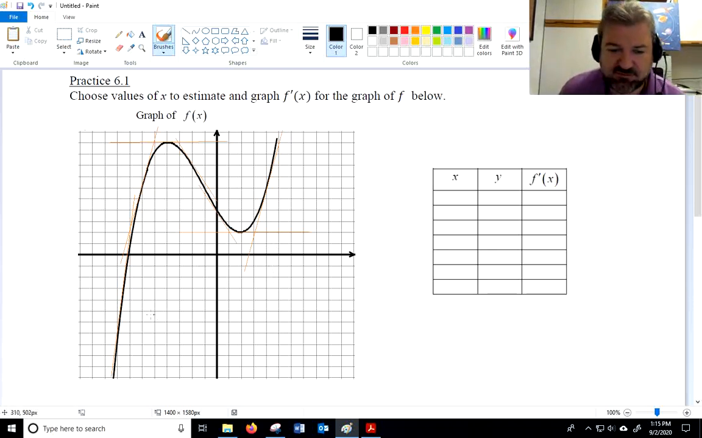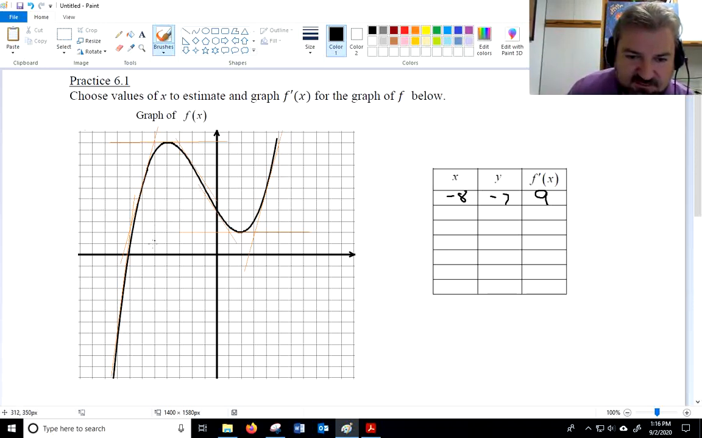So I am choosing some x values. I'm going to use negative 8 here. The y coordinate there is negative 7. And the slope of the tangent line, as I calculated, if you look at this thin orange line, is up 9 over 1. So I'm getting a very steep tangent line there.